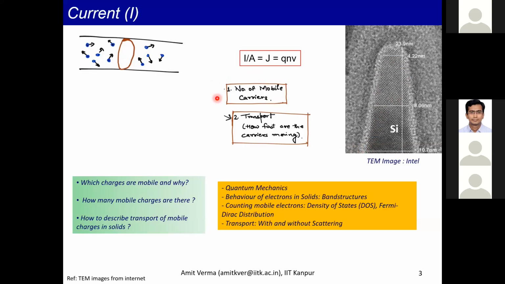So how do we calculate mobile carriers? That is the first thing we have to worry about. Then the second thing we have to worry about is the velocity with which these carriers move, or essentially the transport aspect. And this is also quite involved and we'll come back and look at it in great depth. To know all these, you need quantum mechanics background: the concept of band structure, density of states, occupation functions such as the Fermi-Dirac distribution, which you have looked at. And then to answer the questions about velocity, we have to look at materials where electrons can move without scattering, with scattering, and what all things happen. So that is what we will look at during the course of the talk.